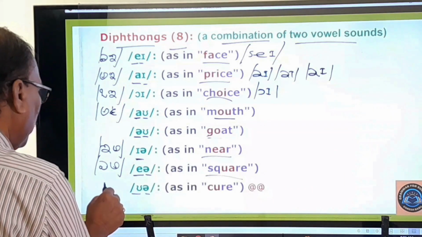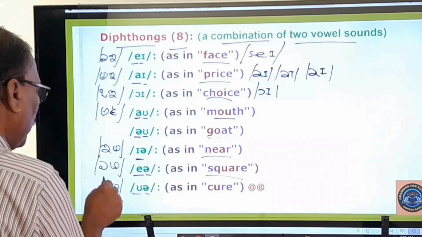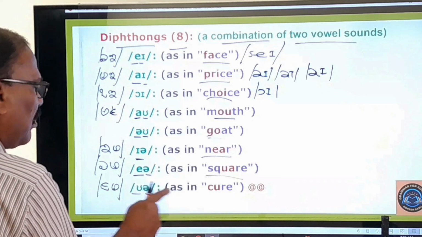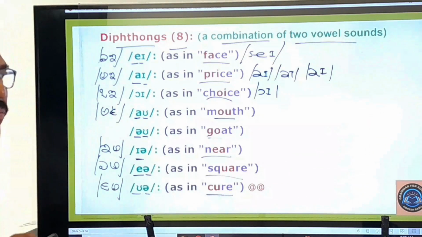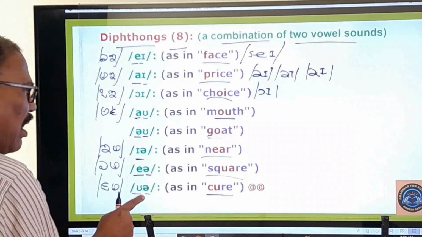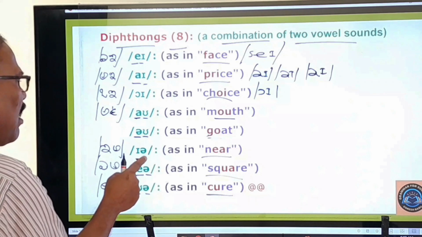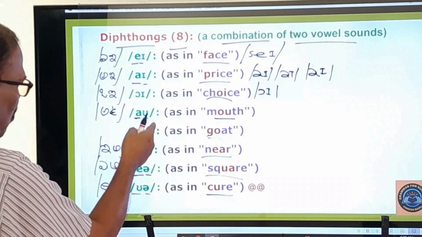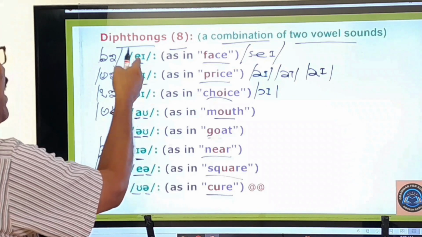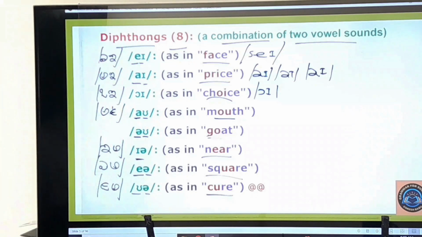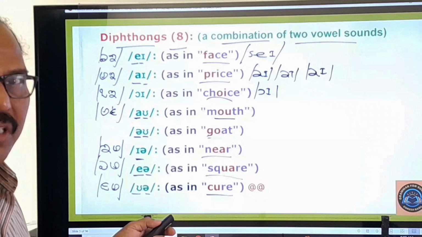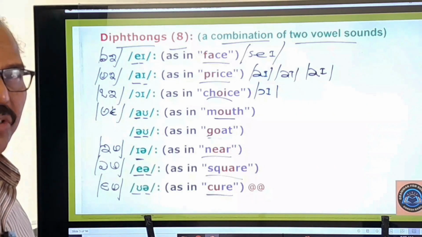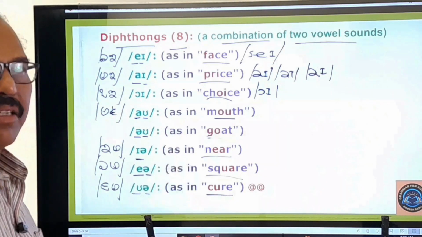U-A, as in pure. Okay, pure. This is U-A. This is E-A. This is I-A. This is O-I. So these are all, what is that? Diphthongs, and 8 diphthongs are there. I am going to give you so many examples with all of them, and you are going to learn all of them on the other slides.